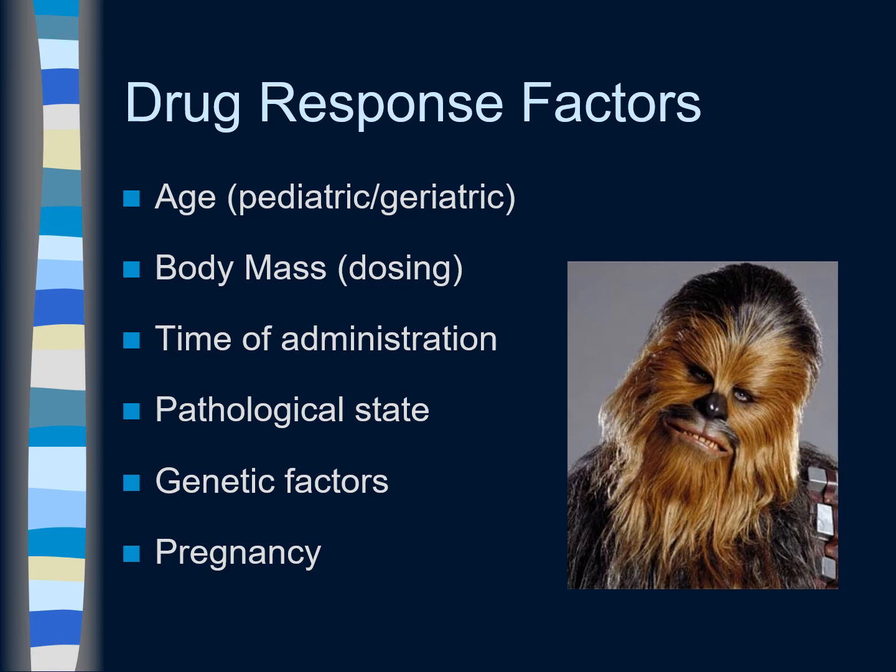The pathological state of the patient can make a difference too. If someone has liver disease or alcohol use disorder, they might not be able to process or metabolize a drug like Tylenol. So if you were to give someone with liver issues Tylenol on a regular basis, that might actually cause more liver damage. Genetic factors, there are certain genetic syndromes and disorders that prevent people from taking certain drugs. And pregnancy, of course, there are some drugs that will cross the placental barrier and could cause harm to a fetus.